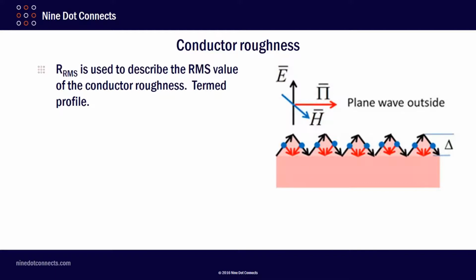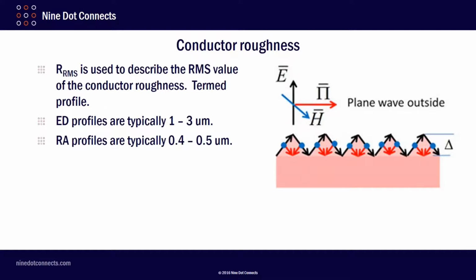Now this term RMS is used to describe the RMS value of the conductor roughness. This is called a profile. So you'll hear me using this term profile quite a bit. On electrodeposited profiles, they typically run somewhere between 1 and 3 microns. For rolled, sometimes they're less than 0.4, but 0.4 to 0.5 is pretty typical.